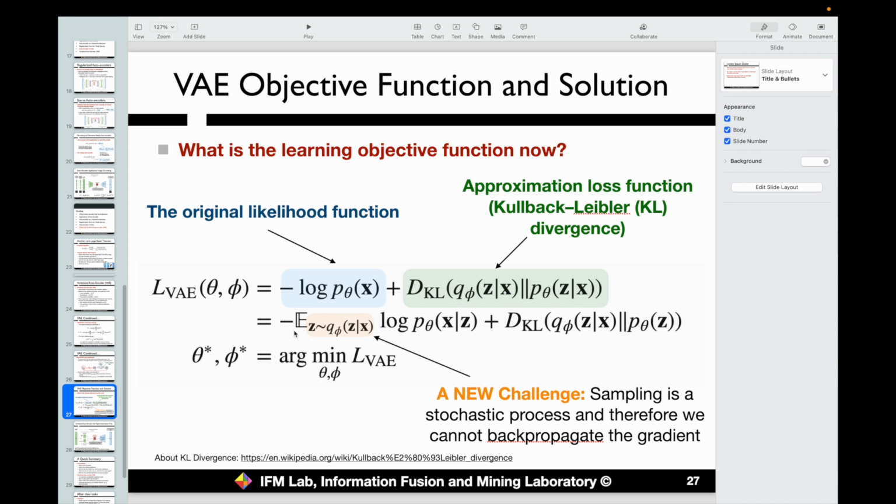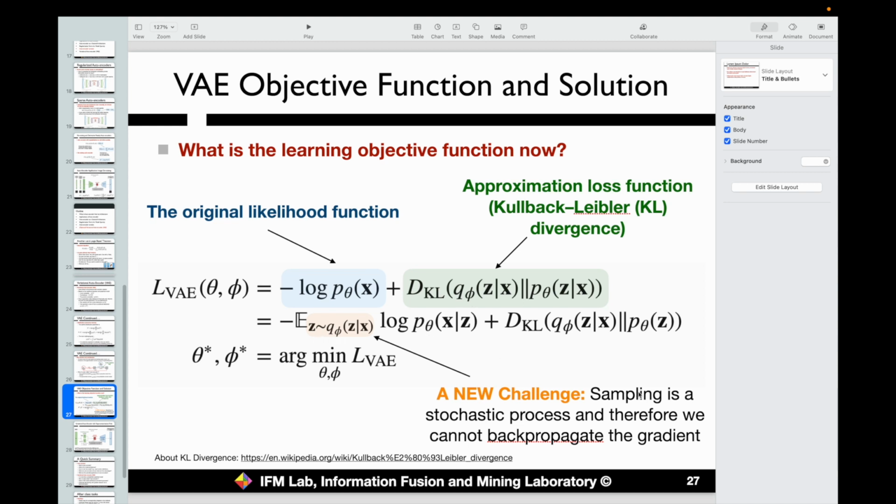It will also equal to the negative estimation of all the z's sampled from the approximation distribution. Inside we have this log p theta x given z, right? And further we add this KL divergence of this approximation distribution versus the true distribution on z, because here we have a z sampled from this one already, right? In this way, by minimizing this loss term, we will learn the theta star as well as phi star, which are the optimal parameters for the distribution of the p theta here, as well as the distribution of the q phi here. Also, we have a new challenge because here we have a sampling, right?